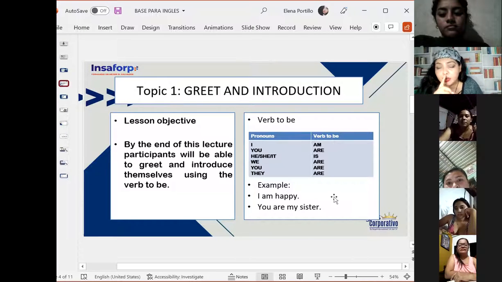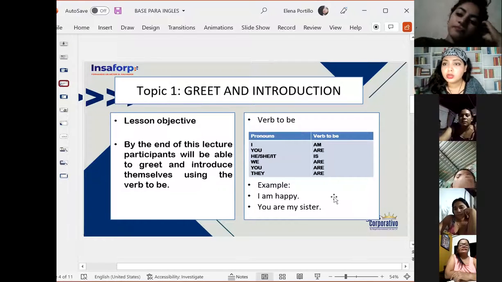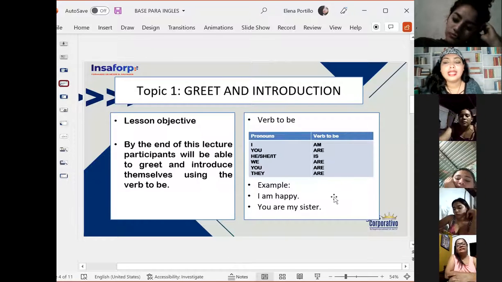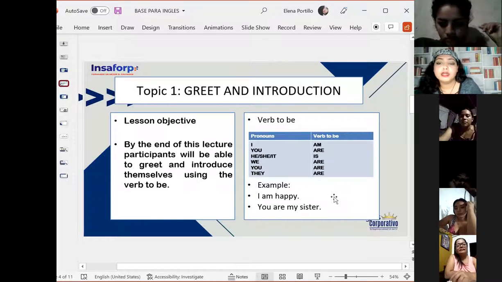Because in this case, we are using just the basic form or the present form, but we have this verb to be in past. Also, we have this verb with another structures that we are going to use in English. El verbo to be no solo tiene esta forma. Tiene la forma en pasado y tiene muchos otros usos que no vamos a ver en este momento porque estamos solo con lo que es el pronombre y el verbo to be. Pero el verbo to be tiene muchas, muchas funciones y es muy versátil.